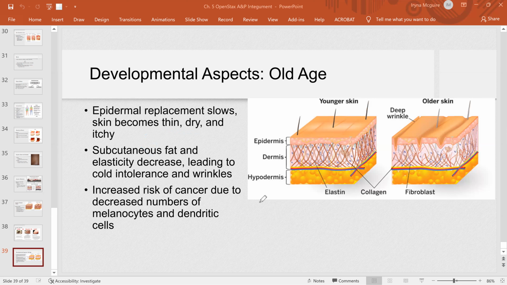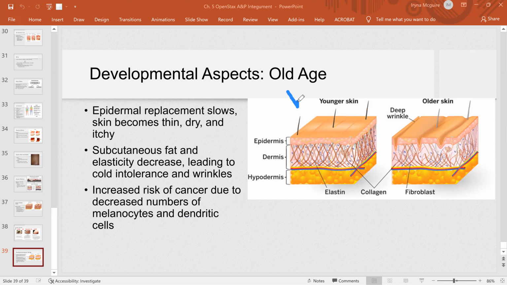intolerance to cold. Now, why do we have risk of cancer if we decrease the number of melanocytes? Because remember what melanocytes do, they produce melanin, and melanin protects your skin from UV radiation. Dendritic cells, those are cells of your immune system. We have fewer dendritic cells, so we decrease our ability to fight infection of the skin.